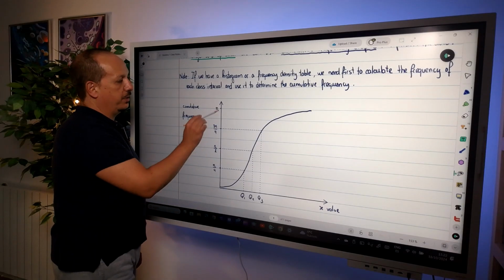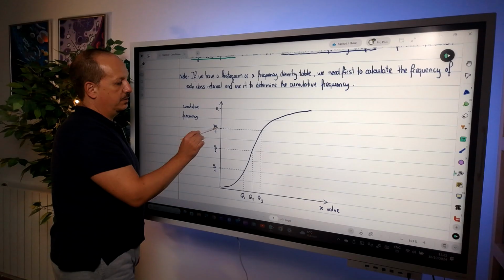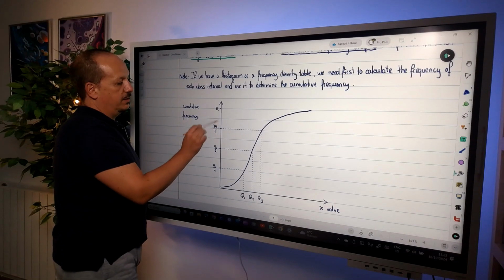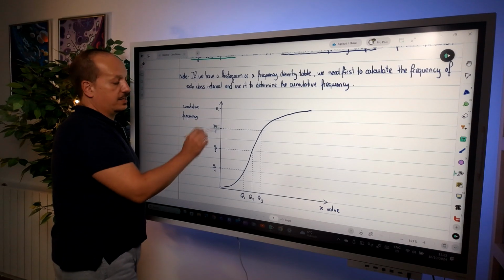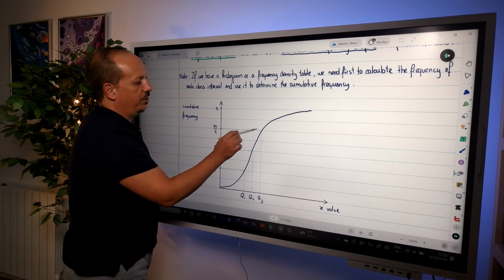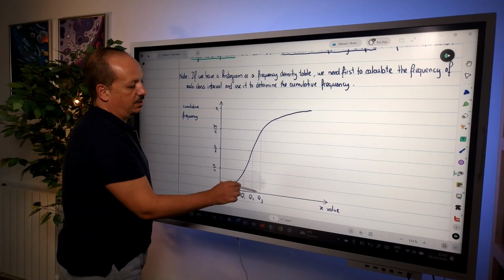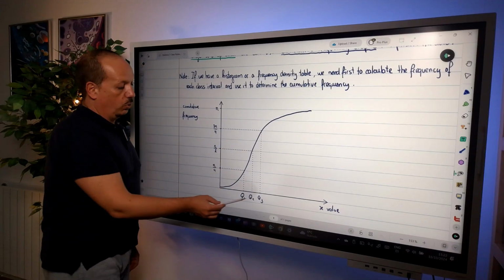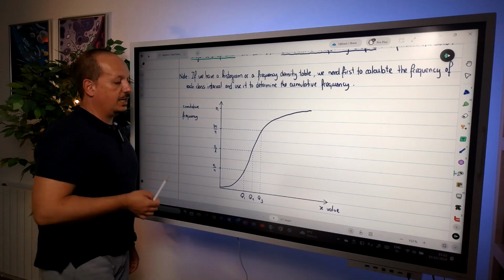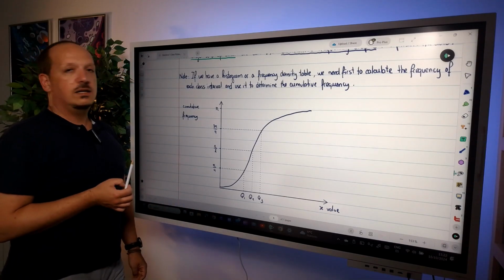Do the same thing for the upper half. This is going to be 3n over 4, which is the upper quartile. It divides the upper part into equal parts. So go over here, go down, and you'll have the Q3. Once you have this, you can get the interquartile range.